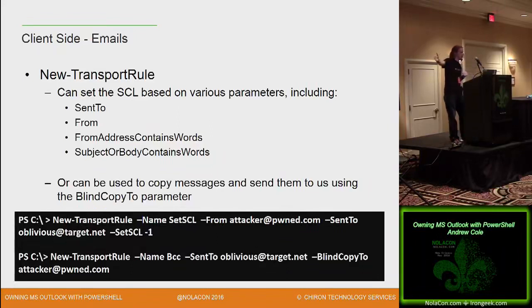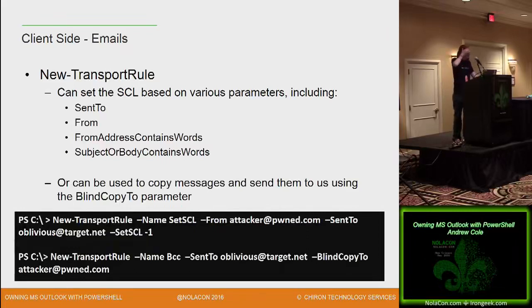So the number of parameters that are available for this commandlet for new transport rule are ridiculous. Some of the things you're just like, why would they even make that? But you can have it set a specified SCL based on certain criteria, like if it is sent from this particular address, give it an SCL of -1. So now every single email that we send from our attacking address is going to get sent as a trusted email to the inbox. Nothing will ever go to junk. It'll never get quarantined. It'll never get deleted or rejected. Other things you can do, maybe you just want to track a specific user's email.